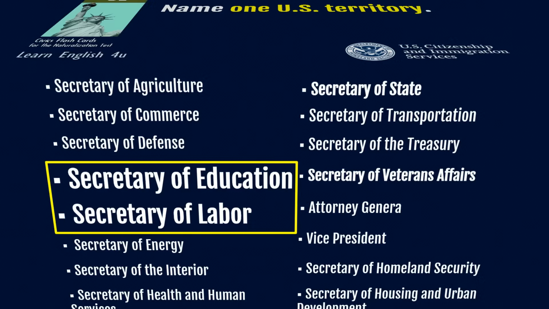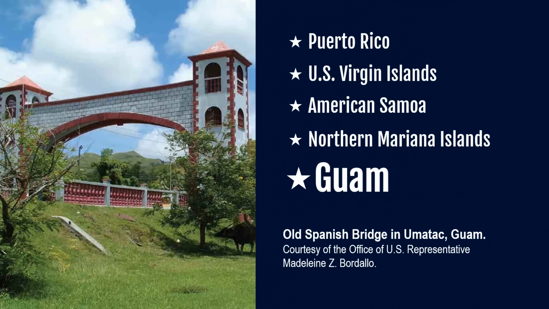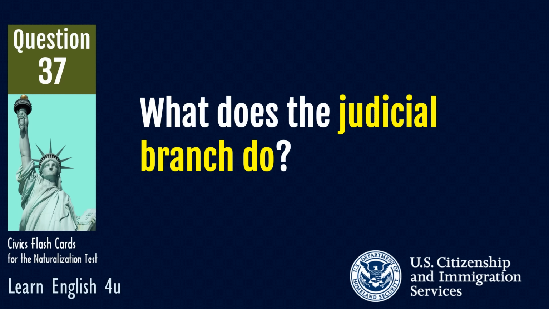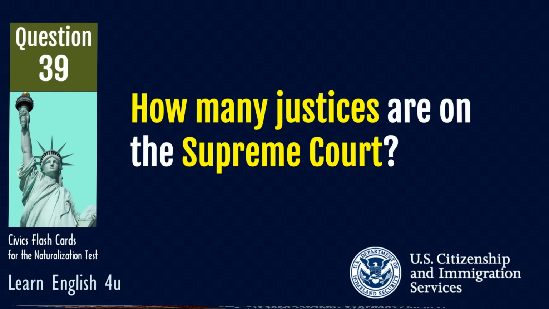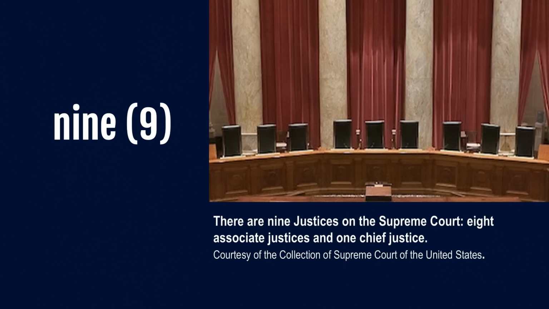Name one U.S. territory. Guam. What does the judicial branch do? Reviews laws. How many justices are on the Supreme Court? 9.